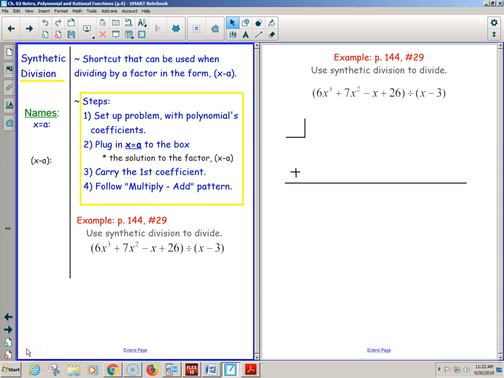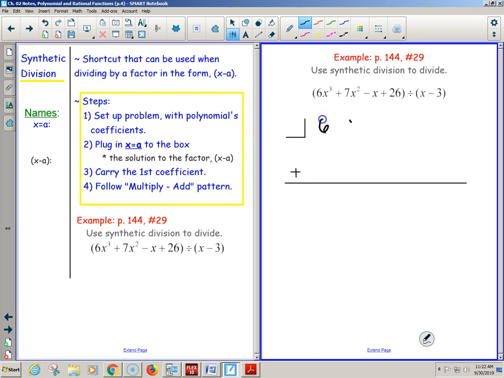Solve the problem. Take a breath. That one right there, right? Yeah, this one right here. I have a 6, I have a 7, I have a -1, and I have a 26, and I'm putting a 3 in the box.